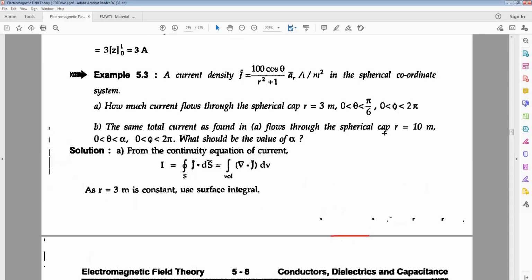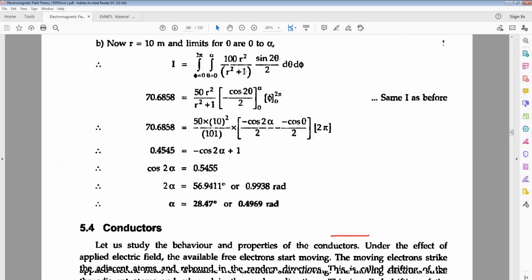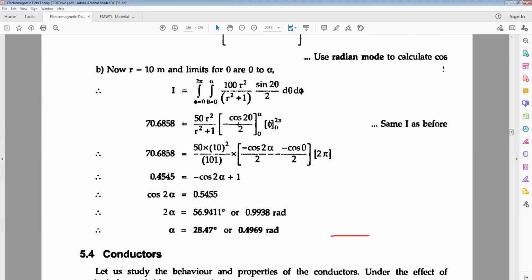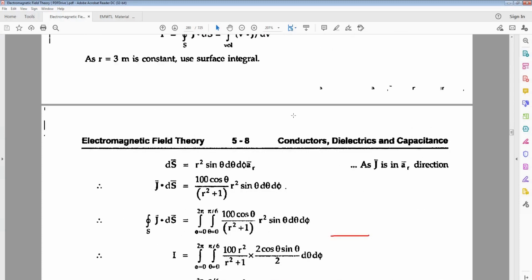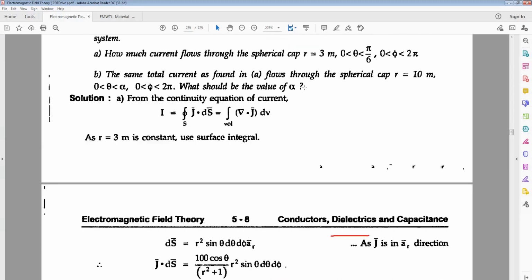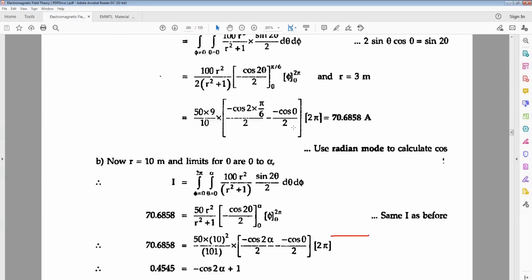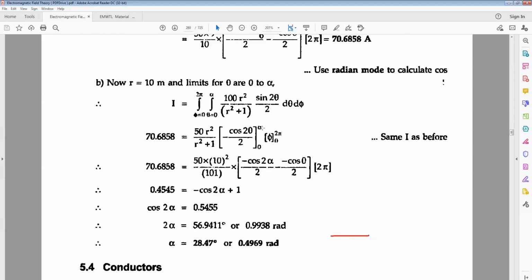The second one, the coordinates r is equal to 10 meters, and theta varies from 0 to infinite, and phi varies from 0 to 2 pi. Nothing is changed here, only 0 to infinite for the cos 2 theta by 2: cos infinite minus cos the infinite value. They're asking for the alpha value. What should be the value of alpha? Cos alpha I can take here, not the infinite, it is alpha value.